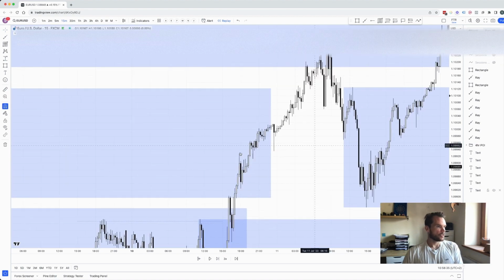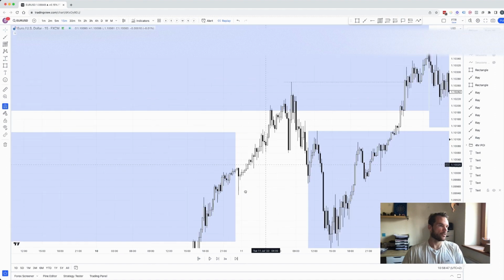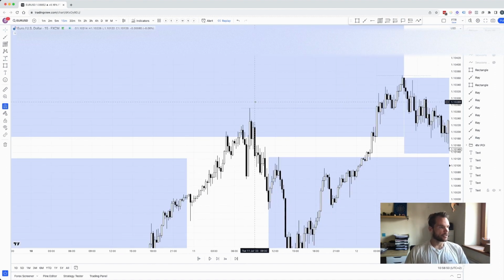Okay, we pushed into this new area. However, we never got any sort of change of character, just a sweep there. This is why I don't take wick breaks, because we've got a sweep here, not a close with body, and it's just kept pushing up. No reaction at all until we finally tap into this area. We had our break of structure with a body here, and then we had our CHOCH. This is fully valid CHOCH.